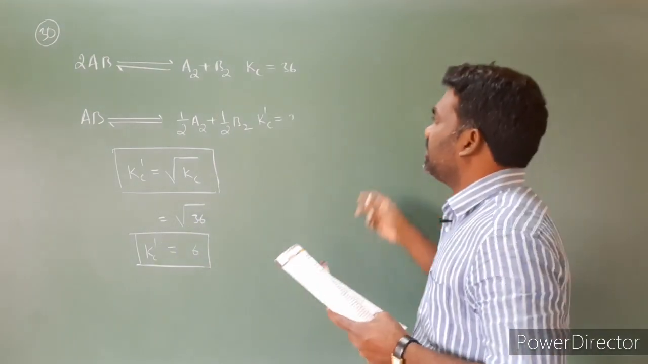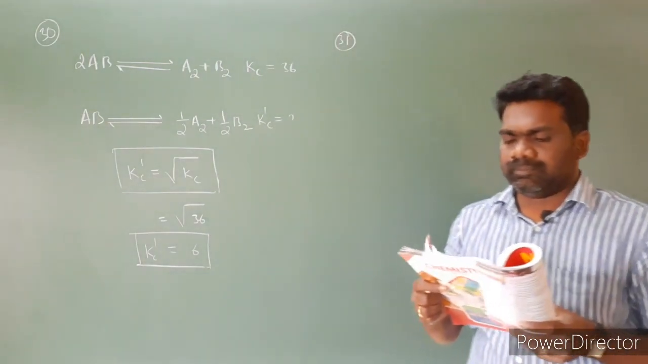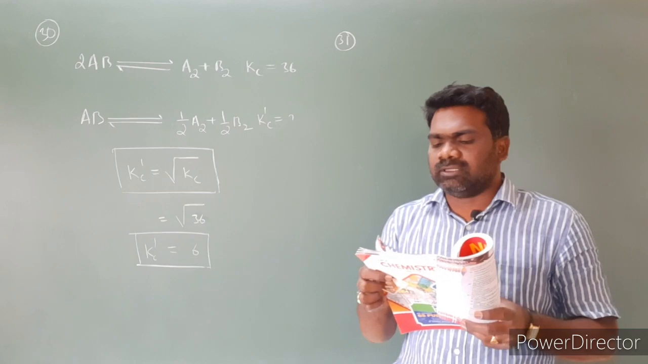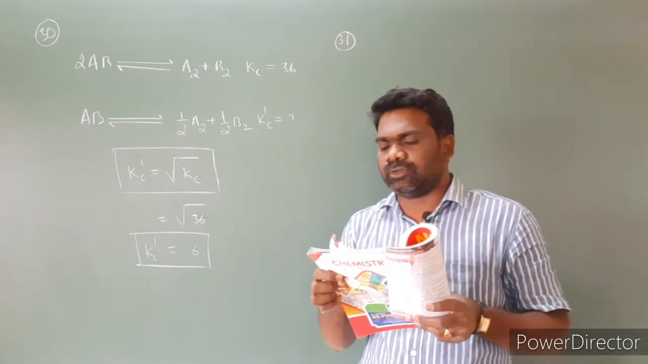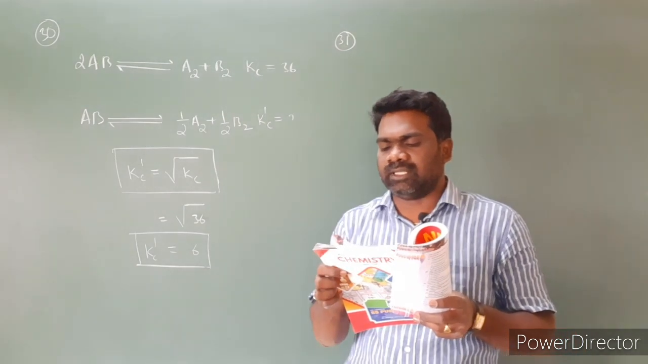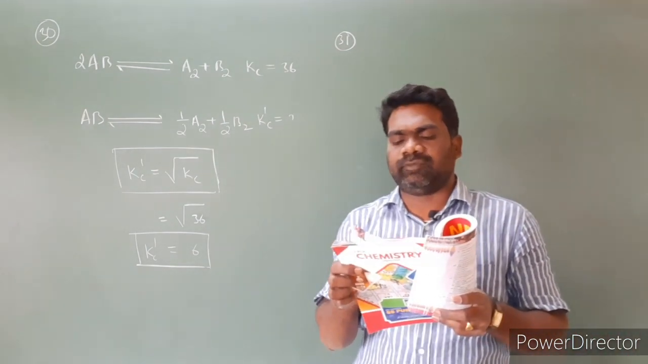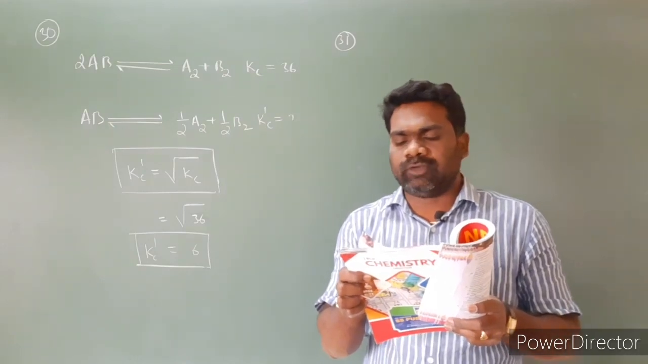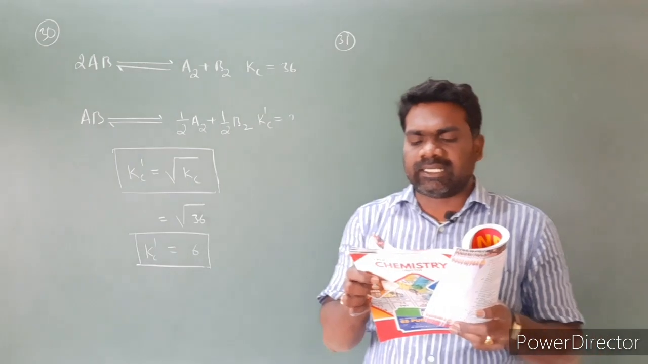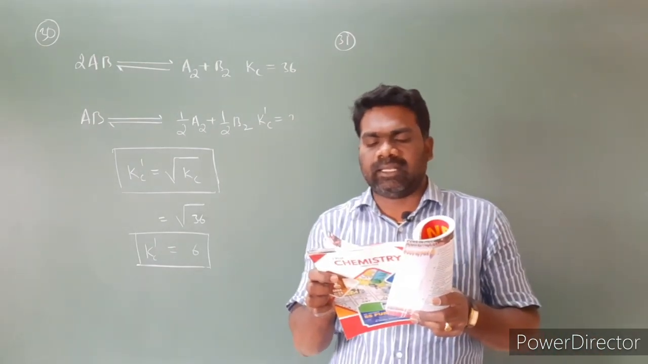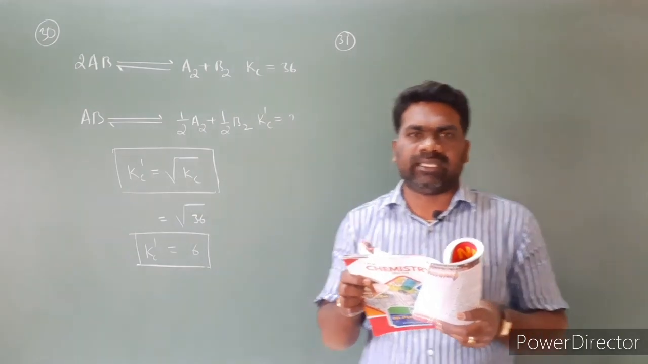Next, question number 31. The equilibrium constant Kc for the reaction 2SO2 plus O2 gives rise to 2SO3, when the reaction is conducted in a 1 liter vessel, was found to be 2.5 into 10 power minus 3. If the reaction is conducted at the same temperature in a 2 liter vessel, then the value of Kc is.